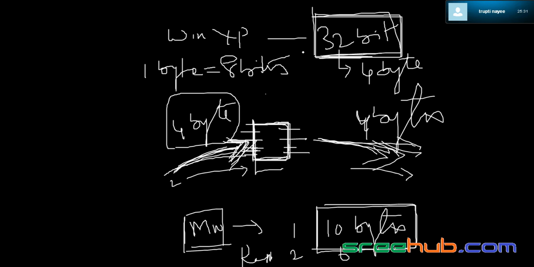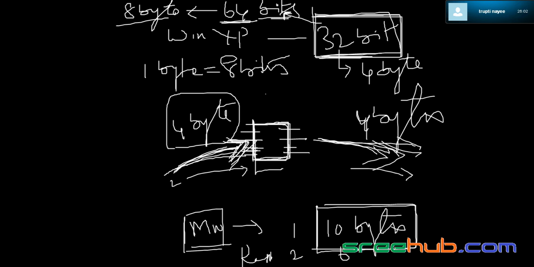Now that was a 32-bit machine. Now you have got Windows 7. All the latest machines with Windows 7 are 64-bit machines. They have upgraded to 64. Whenever I say 64, can I also say it's 8 bytes? Yes, because one byte is 8 bits, so 8 bytes is 8 eights, which are 64 bits.